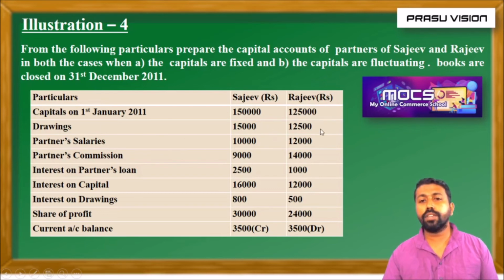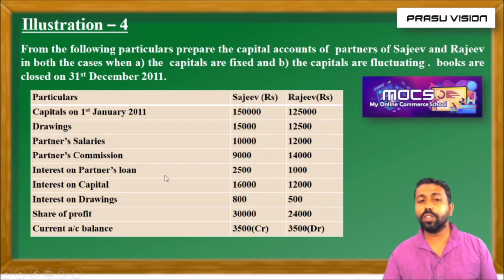Drawings 15,000 and 12,500. Partner's salary: Sajeev is getting 10,000 and Rajiv is getting 12,000. Partner's commission: Sajeev is getting 9,000 and Rajiv is getting 14,000. Interest on partner's loan 2,500 and 1,000. An additional item comes in the question.